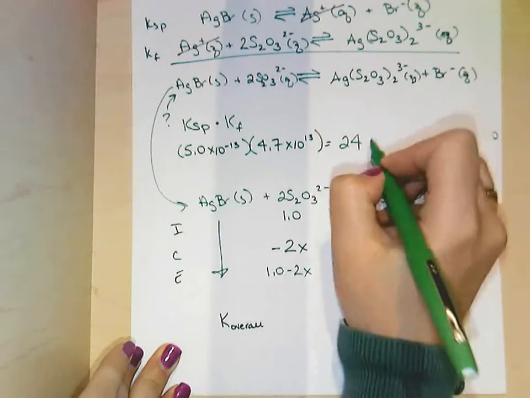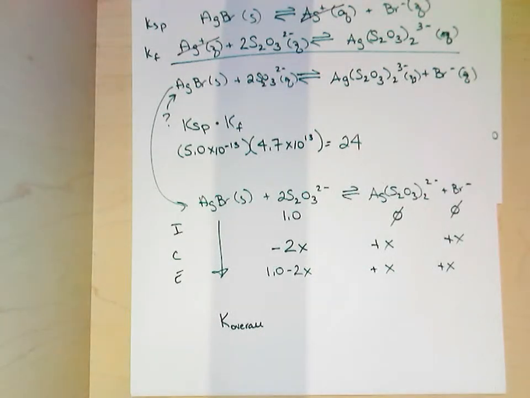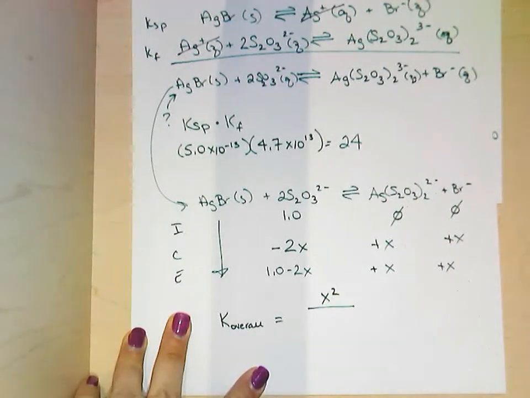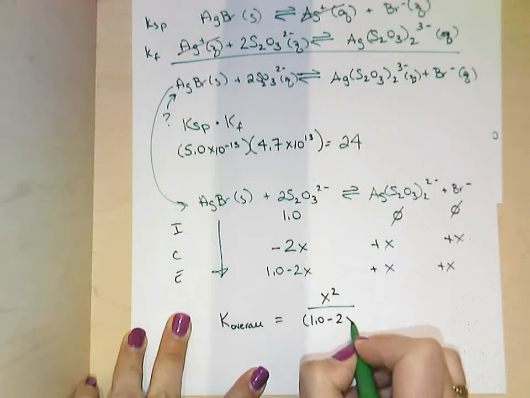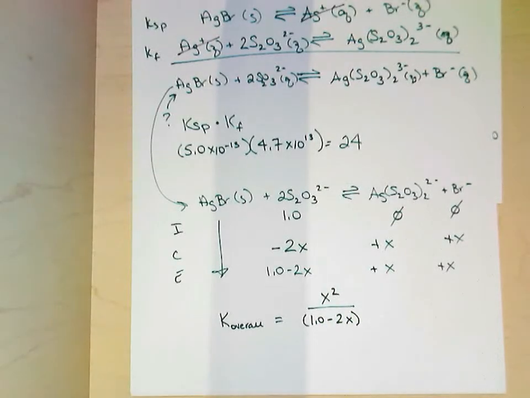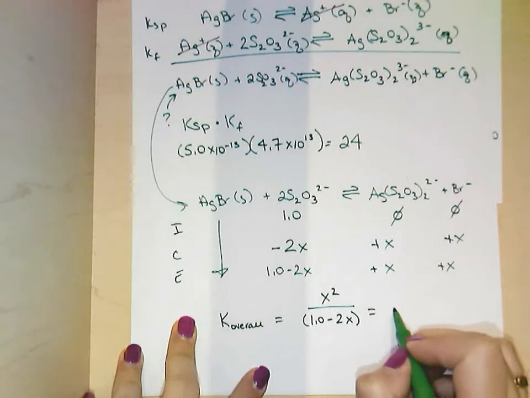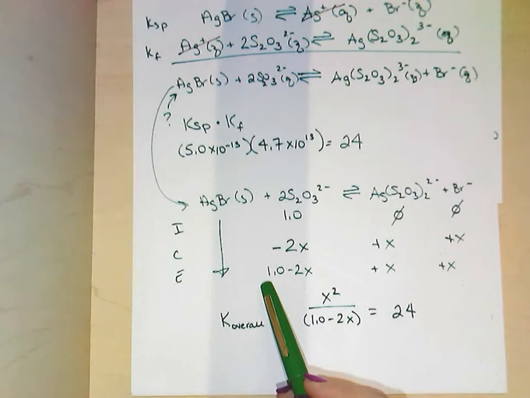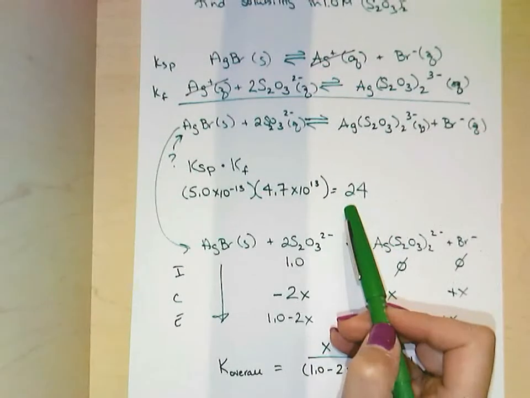I'll call this K overall. I don't have a good snazzy name for it. K, S, F, P, S, P, F. Something like that. K overall. What would be on the numerator? X squared. Then what's on the denominator? Right, this guy. This would not be a good case to assume that X is small because we're only starting off with 1 molar and our K is 24, which is pretty big.